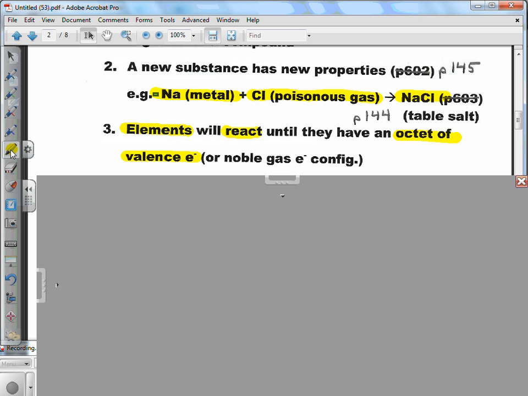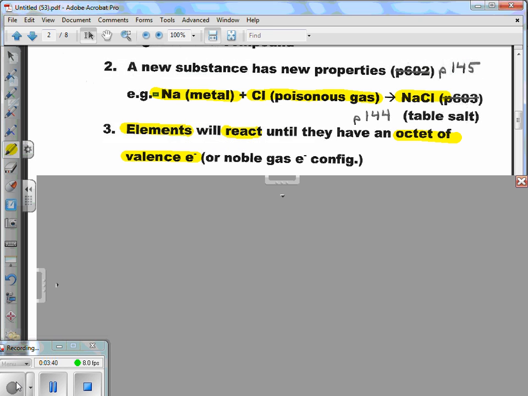Valence is just the highest energy level, right? But there is an exception to this rule. What is it called? The duet rule. Some elements will only react until they have 2 in their outer level, which would be hydrogen, helium, lithium, beryllium, because they don't have that many electrons in the first place.